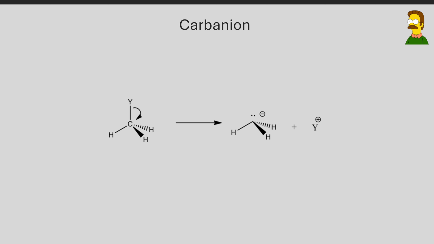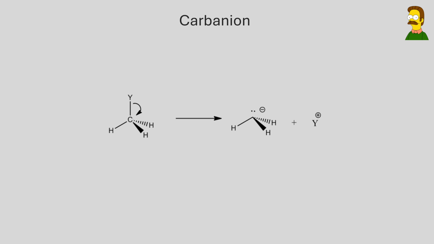So, what's a carbanion? Here, you've got a carbon with 3 hydrogens, and the fourth is a species Y that readily gives electrons to this carbon, giving it a negative charge. Why negative charge? We'll look at that. And this breaks away as Y plus. This species right over here is what we're going to focus on.